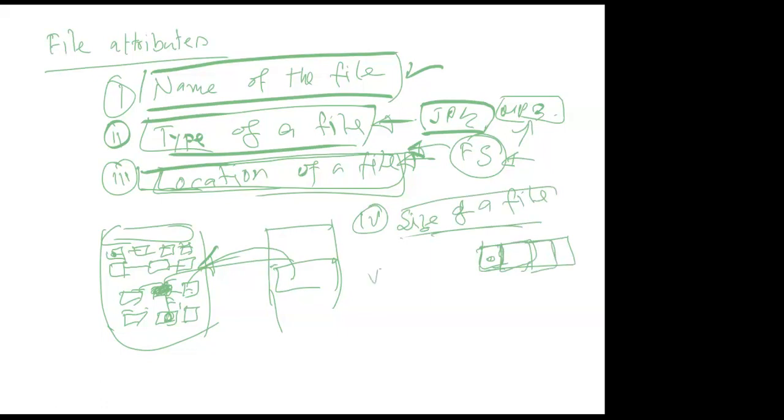And the fifth point is the protection information of a file. This is the protection information of a file.